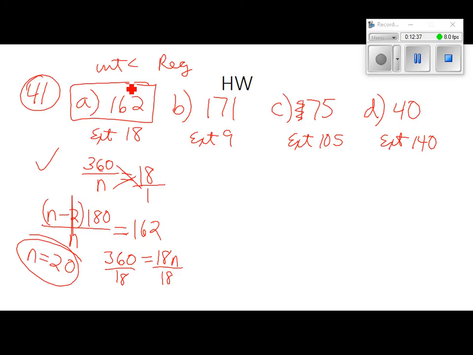Set up the same thing on this one. What's our equation going to be? 360 over n equals 9 over 1. 360 equals 9n.